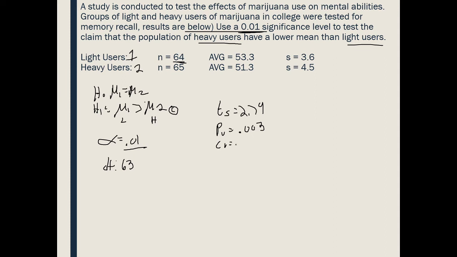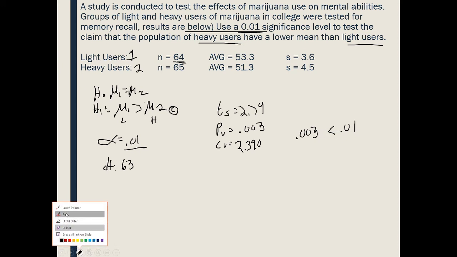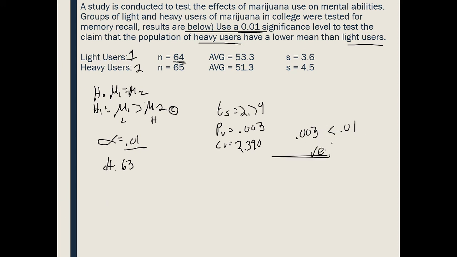But this critical value should end up being 2.39 when I checked it. If I'm wrong, please let me know. But I've checked it twice now, and I believe it's 2.39. And anyway, we're going to compare the p-value portion of this no matter what. So 0.003 is less than 0.01. So even with this higher bar, this lower significance level, we would still reject H0, and we would support our claim.